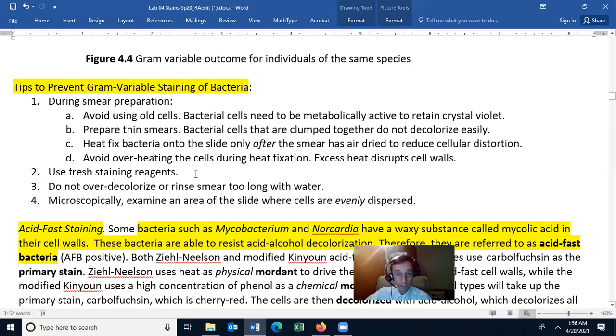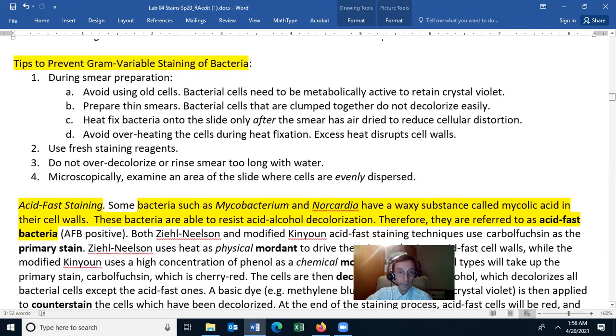Use fresh staining reagents. Do not over decolorize, and do not under decolorize. And that's a tricky step. Okay? And if you don't have a slide that's prepared well, look at the cells where they're thin and evenly dispersed. All right? Hopefully there's no question about the Gram stain.